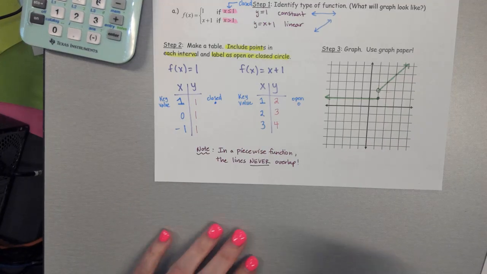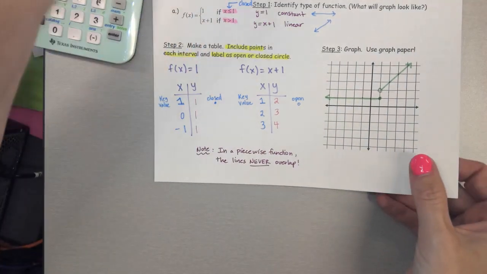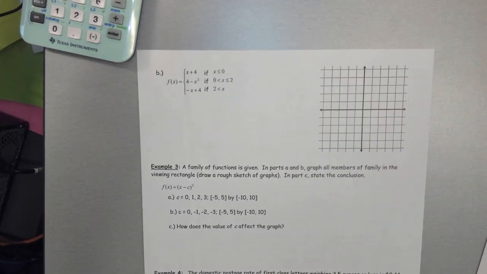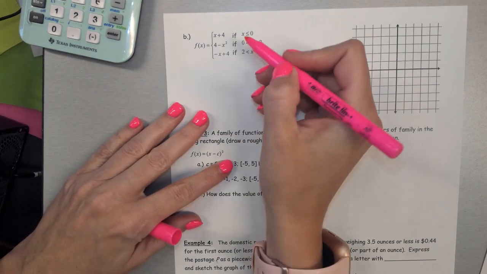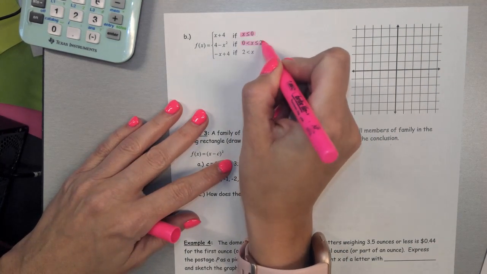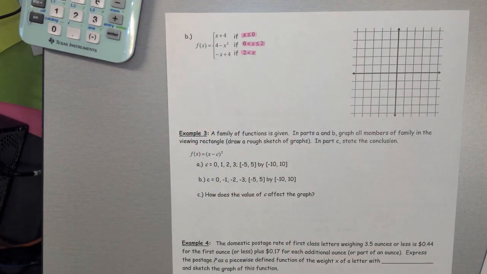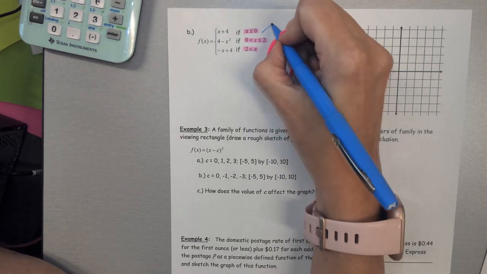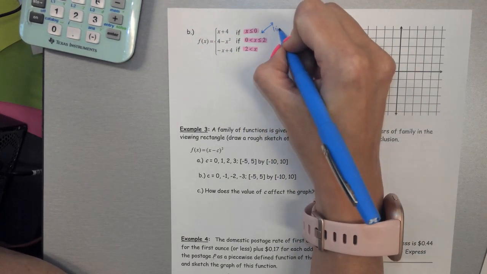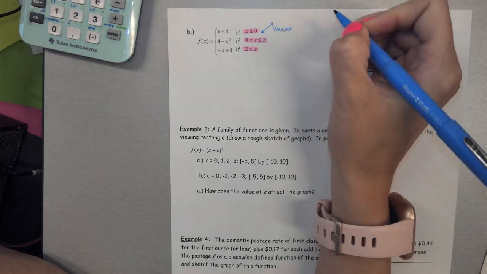All right, so for part B, we're going to try another piecewise, but this time we have 3 pieces. Your key values are always given here: 0, 0, and 2, and 2. I always do the first step where I identify what type of line it is. So this is linear, so I know this part is going to be going up from left to right.